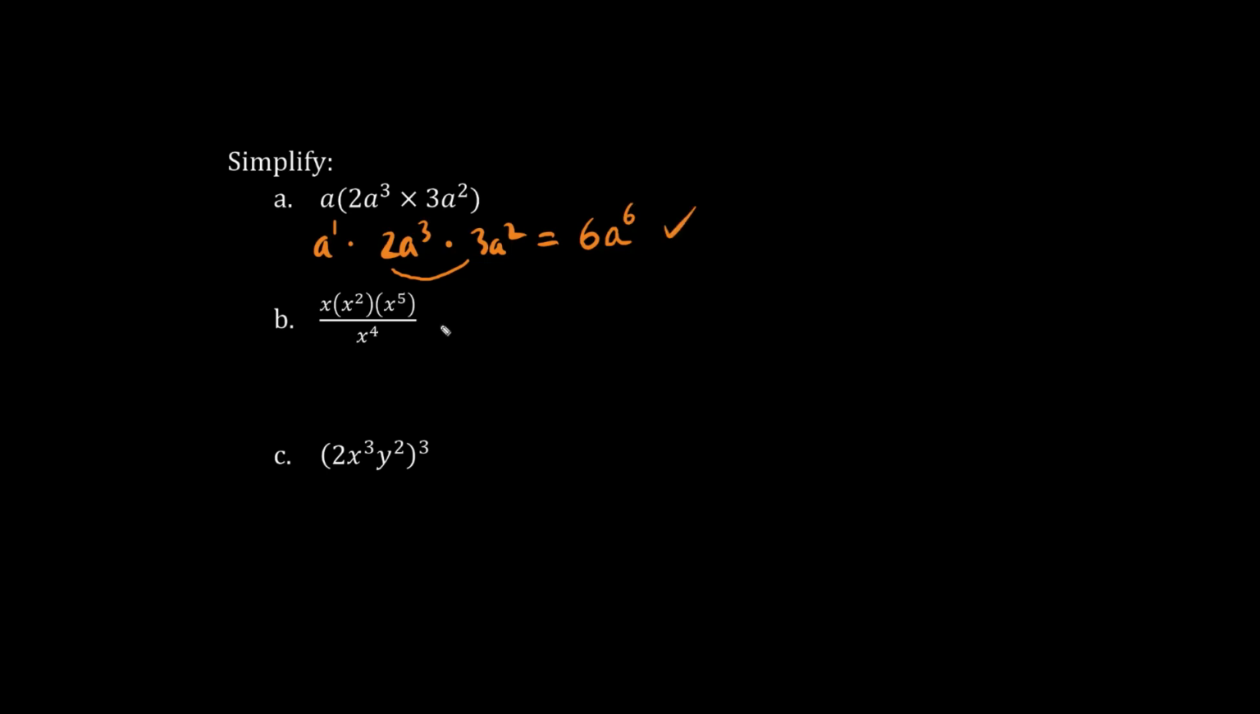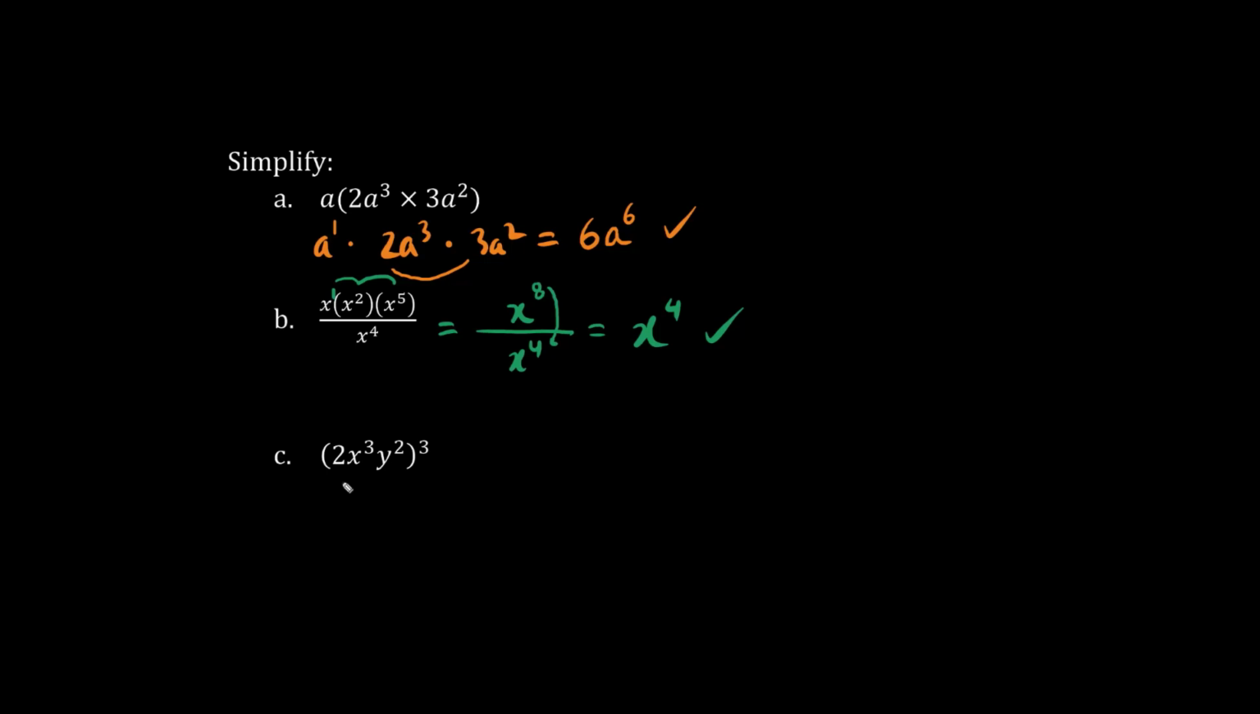As for this question here, let's focus on the numerator. This is x to the 1, and all the bases are the same, so we write base x, and we add the numbers. 1 plus 2 is 3, plus 5 is 8. And on the denominator, we have x to the 4. We have the same base, so we combine it, and we subtract the exponents. 8 minus 4 is 4.